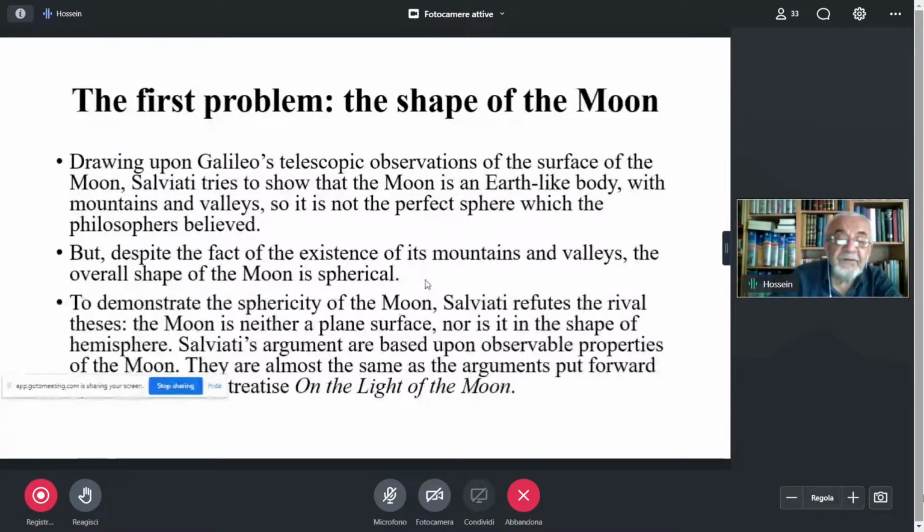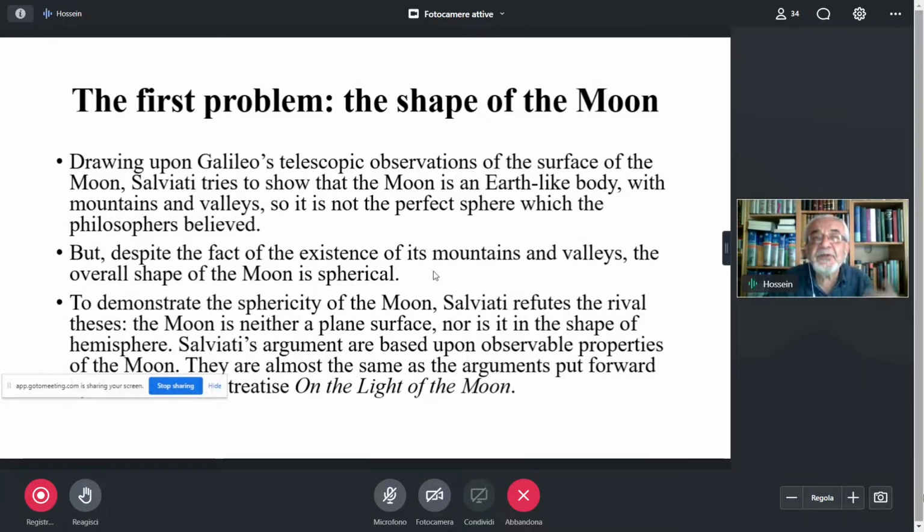I pass over this part, which is the problem of the shape of the moon. Anyway, in a part of this dialogue, Galileo shows that the moon, despite the existence of mountains and valleys on its surface, which were discovered by Galileo himself, has an overall figure that is spherical. And this is something which was accepted by everyone, including Simplicio.